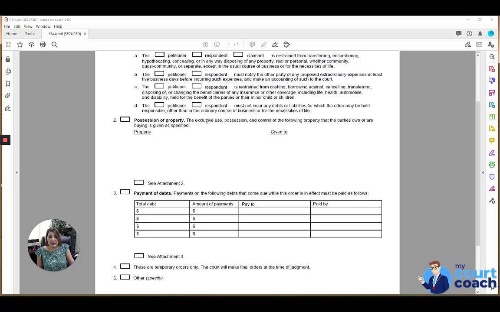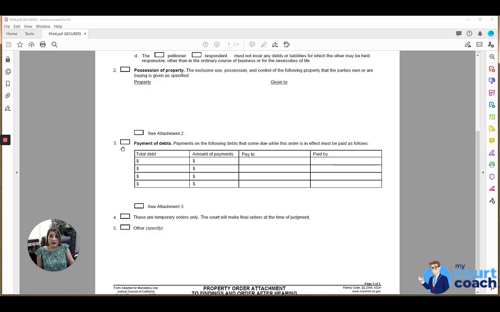So if the court does make that type of an order, mark box 2, and then under property, provide a description identifying the property. If it's a house, list the address. If it's a car, list the make, model, and year. And then under given to, list the name of the party that the asset is being temporarily awarded to. If there's a lot of assets, there's always an option to add an attachment. And if you do so, make sure to mark the box that says see attachment.